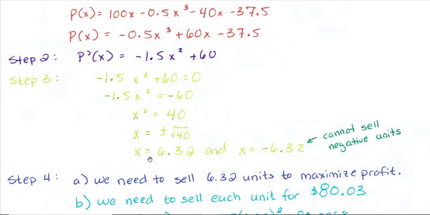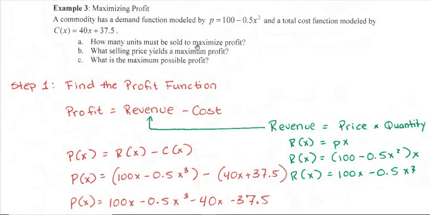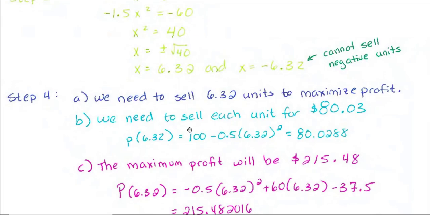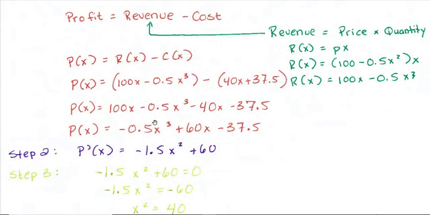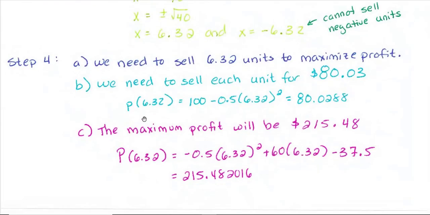So x is the number of units. How many units do we have to sell? 6.32. What price? We'll plug 6.32 into the price equation. And what is the maximum possible profit? We'll substitute 6.32 into my original profit function. So to get the price, plugging in 6.32, I get about $80.03. To get the maximum profit, I plug 6.32 into the big P profit function, and I get $215.48.